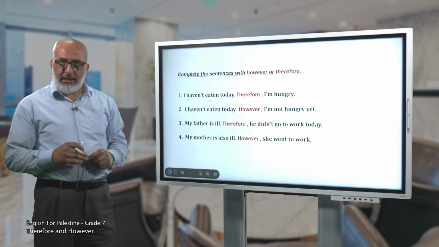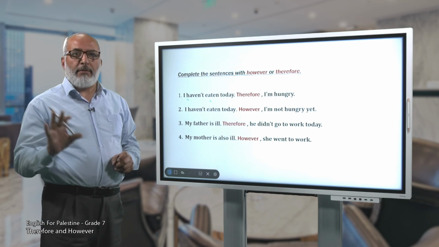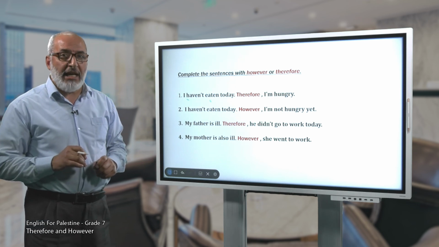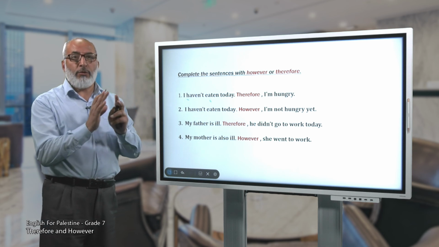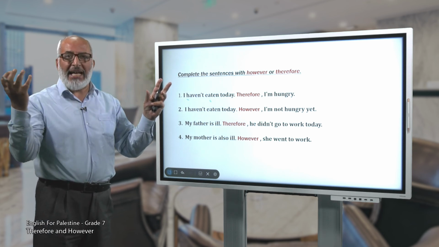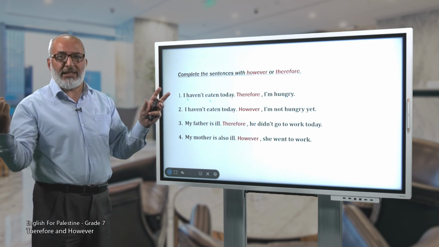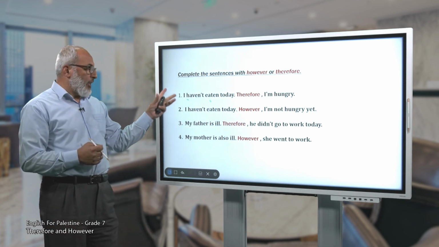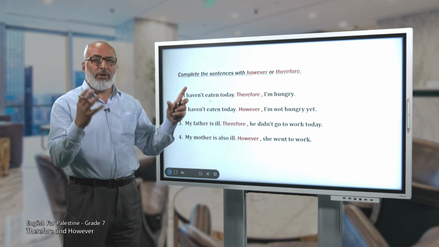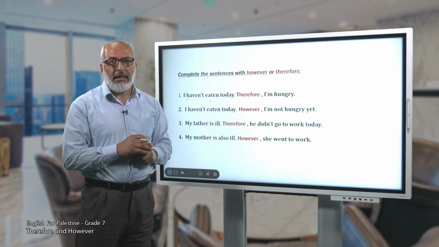Again, my dear students, to sum up the main ideas in our lesson, we use therefore when we have a reason and its conclusion or its result. While we use however when we have two contrasting ideas.